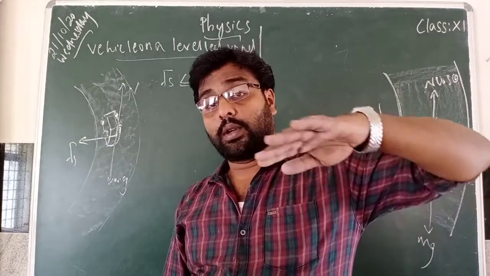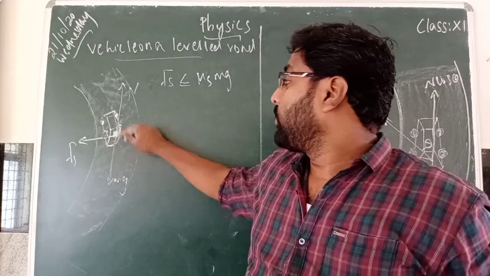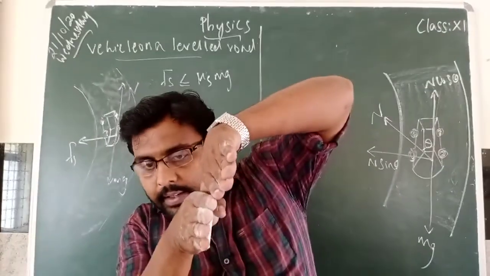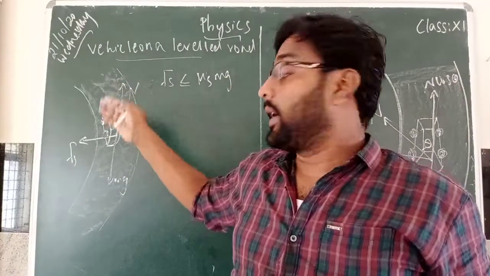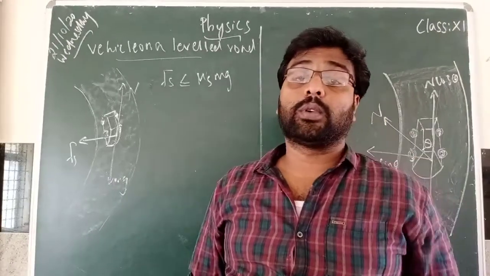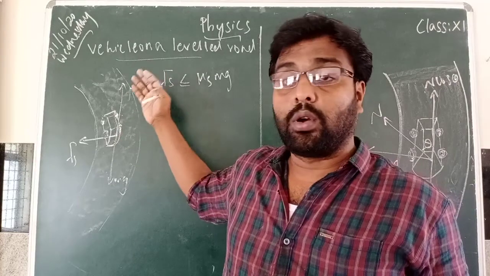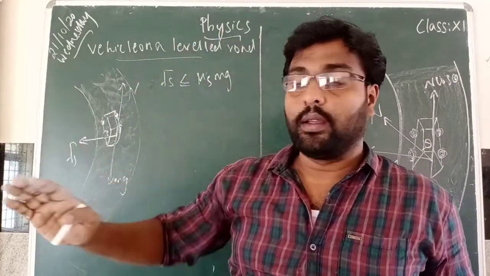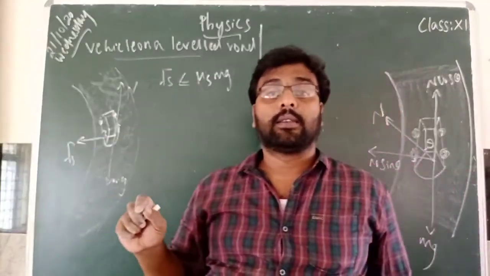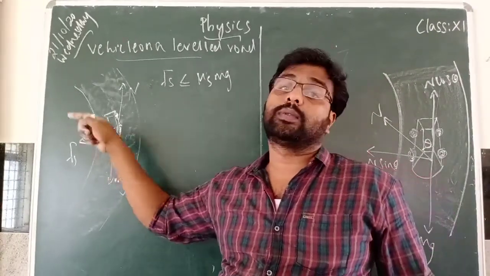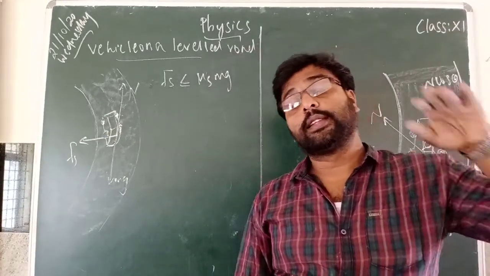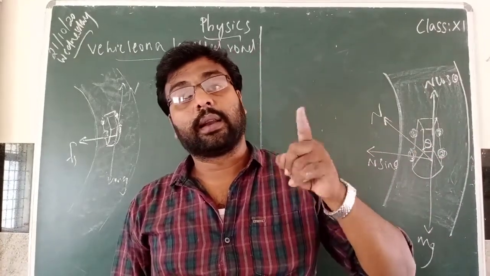In the case of a curved road that is level, these balance. But if the road is slanting, the normal force and the gravitational force won't balance like this. So there are some forces acting on this vehicle: the normal force acting upward, the gravitational force acting downward, and the static friction, the frictional force acting between the tire and the surface of the road. And this frictional force provides the centripetal force.